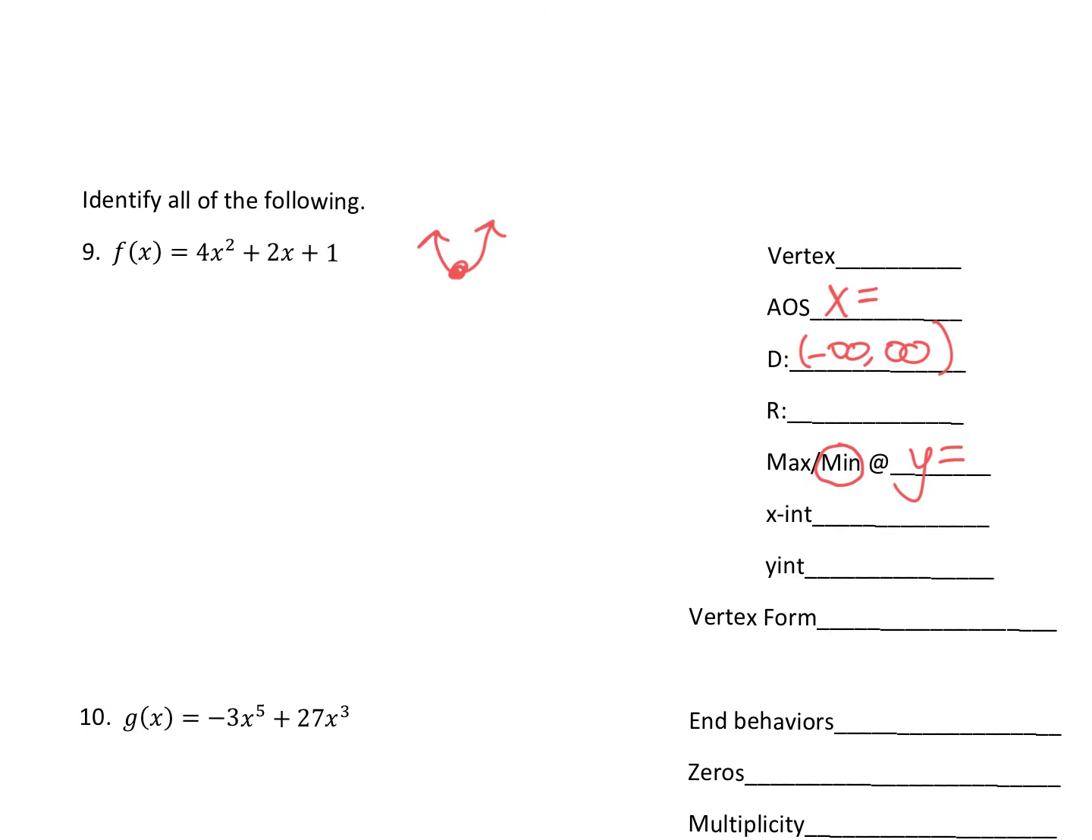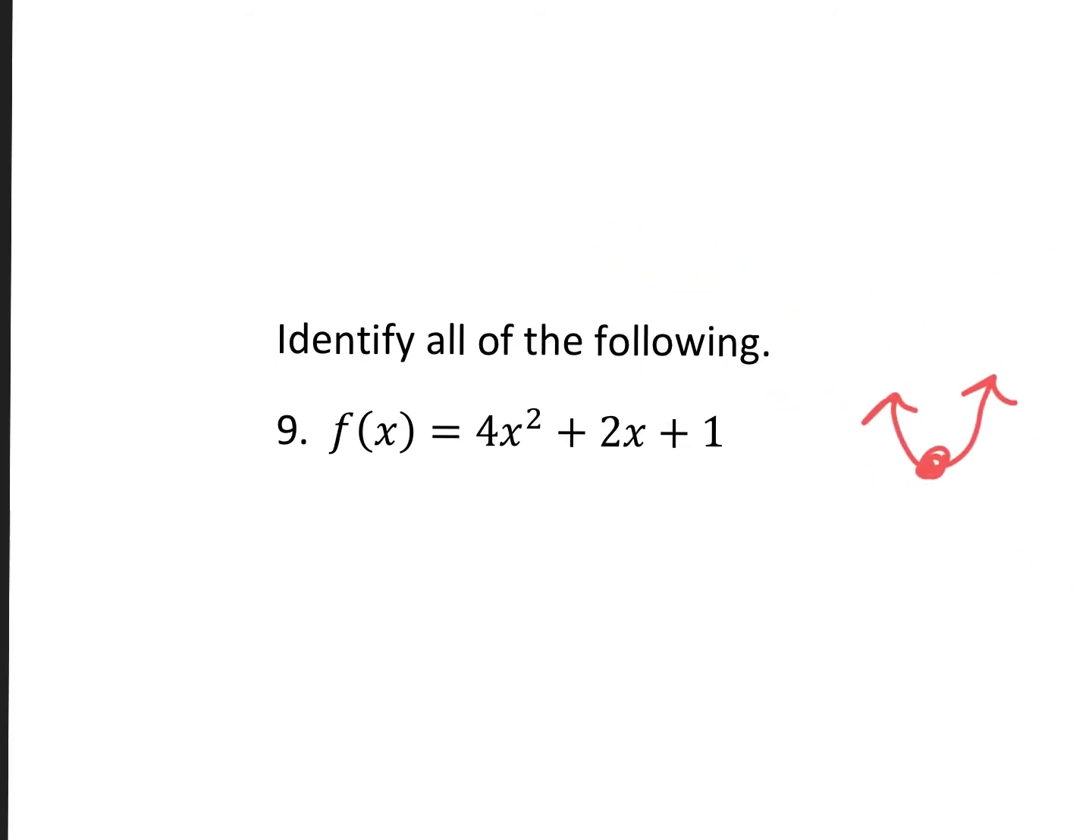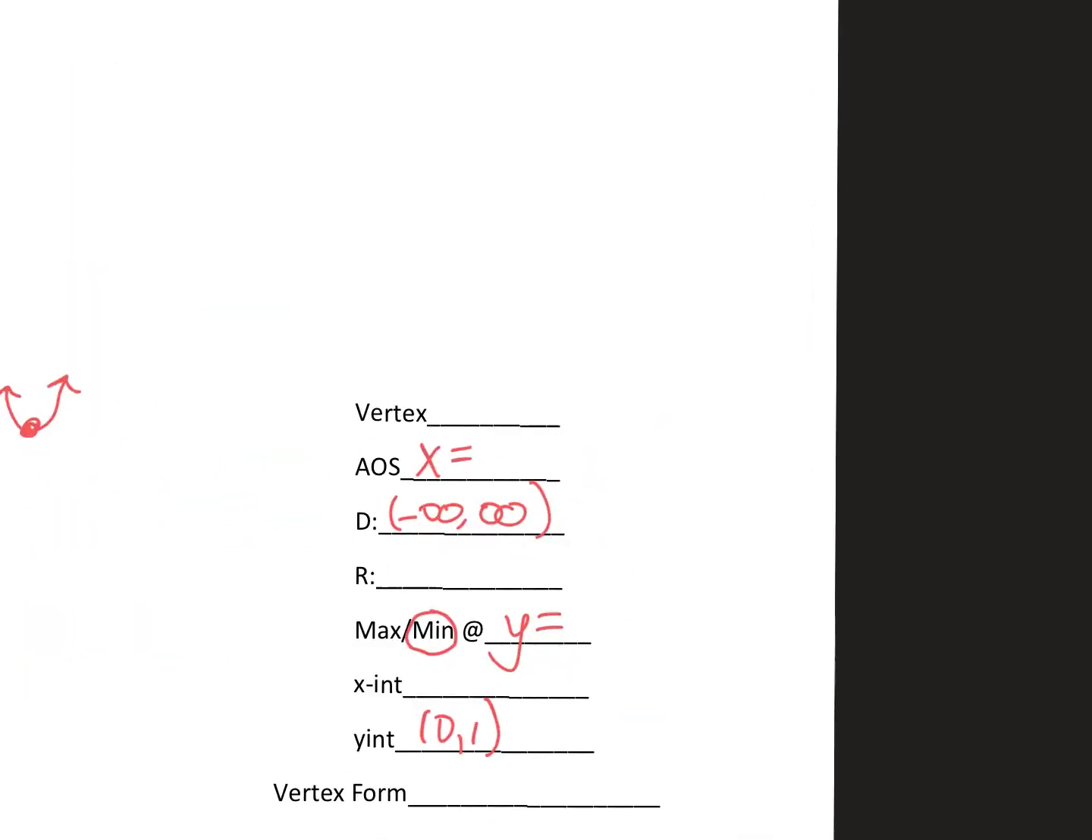What else can I go ahead and fill in? My y-intercept. What is my y-intercept? 1. So I would write it as an ordered pair. So 0, 1. All right, good. All of those things you can tell just by looking. So now in order to find the vertex, we use our x equals negative b over 2a. So a here is 4, b is 2, and c is 1. You guys with me? So negative b, so negative 2 over 2 times a, which is 4, gives me negative 2 over 8, which gives me negative 1/4. Everybody agree?